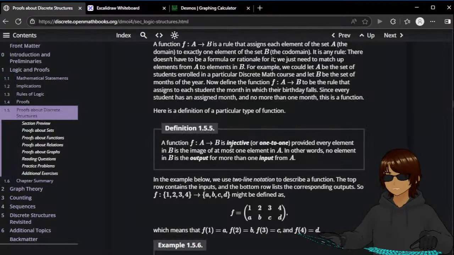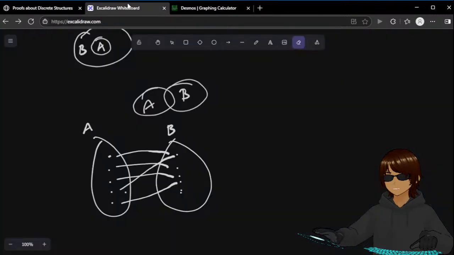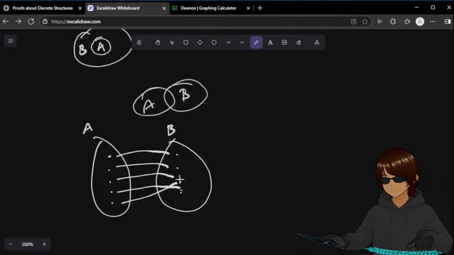A function is injective provided every element in B is the image of at most one element in A. In other words, no element is the output for more than one input of A. So basically, a function is allowed to do this. But if it doesn't do this, and every input goes to one unique, different output, then the function is called one-to-one.